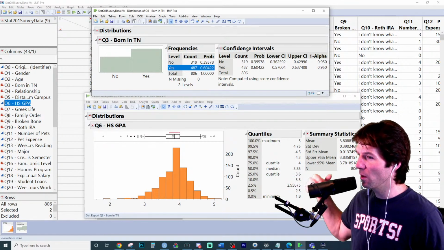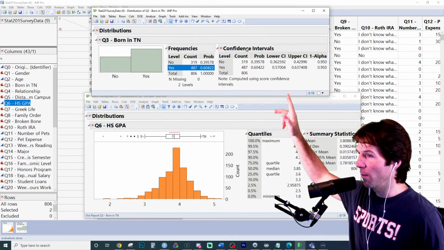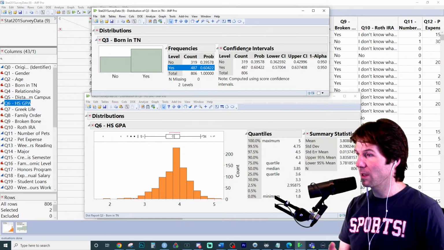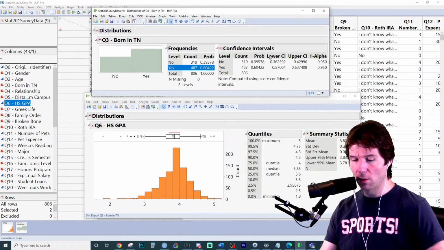You can also look at the shape of this one, where bar charts really don't have a shape because the bars could be in any order. So good work right there. The third condition would be nearly normal.